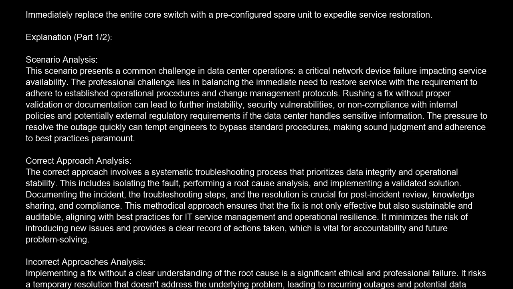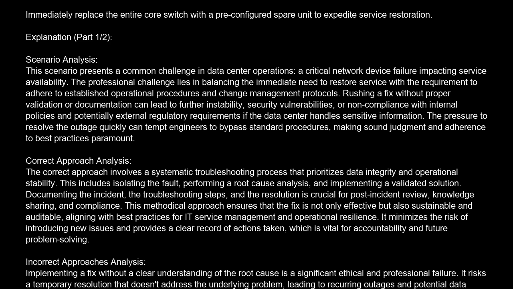The correct answer is B. Immediately replace the entire core switch with a pre-configured spare unit to expedite service restoration. Explanation. Scenario analysis. This scenario presents a common challenge in data center operations, a critical network device failure impacting service availability. The professional challenge lies in balancing the immediate need to restore service with the requirement to adhere to established operational procedures and change management protocols.